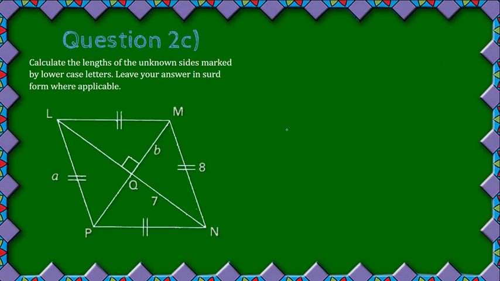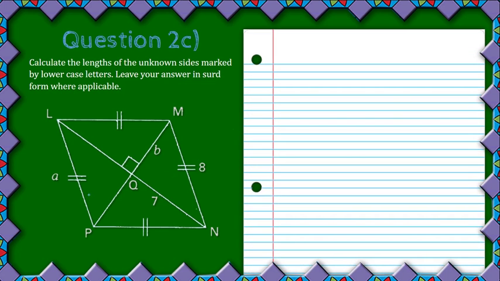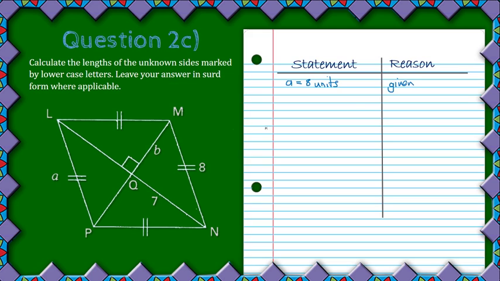Question 2c. We have an A and a B to solve for once again. We have our statement and reason. Here it is also very easy again, this side is equal to that side. So A is equal to 8 units, and it's given. Then we need B.